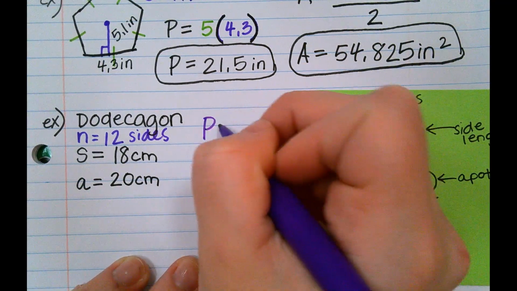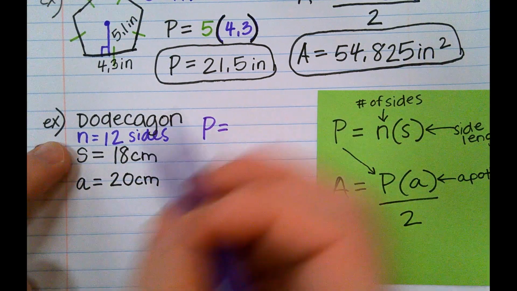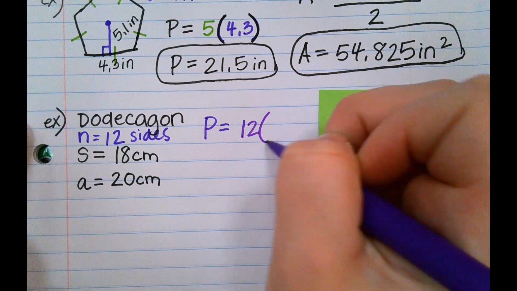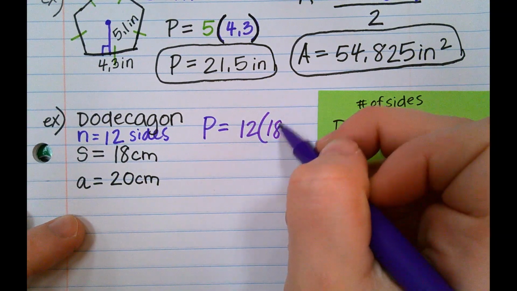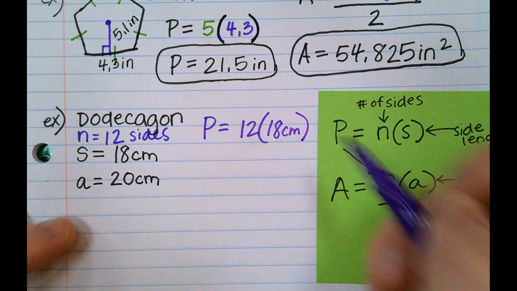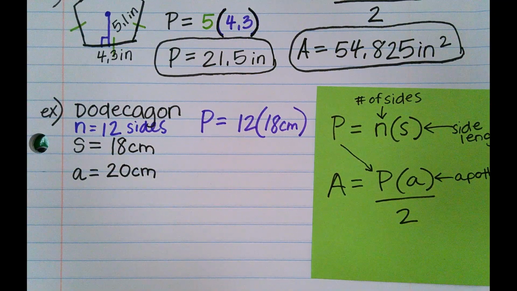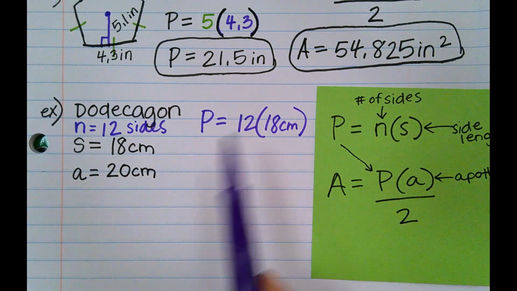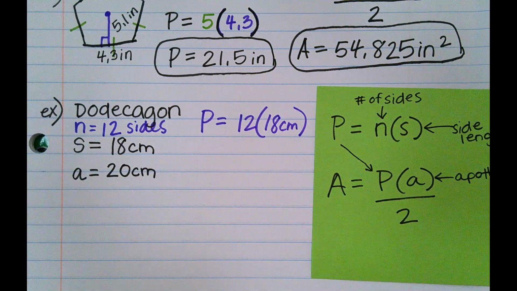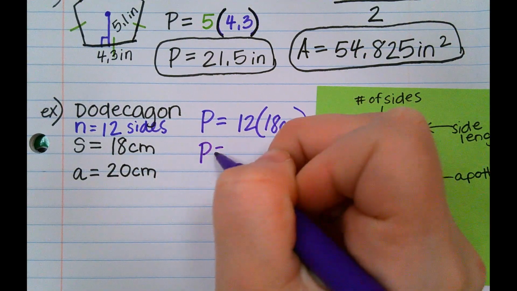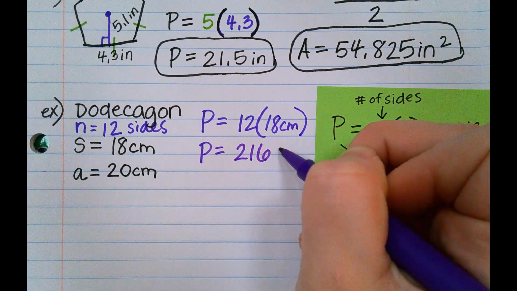To find perimeter, we do 18 times 12. So n is 12 times s is 18. This time I'll put the units in my work. You don't have to do that, but I'm going to do it this time. Now, are there units for 12? Well, maybe sides. There are 12 sides. So, what's my perimeter? 216, yep. Units? Centimeters. Good. 216 centimeters.